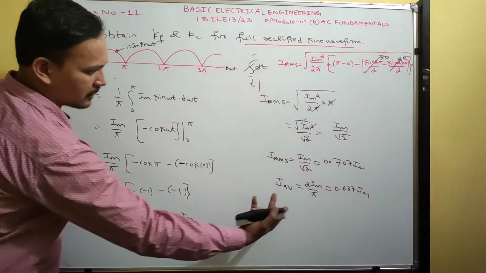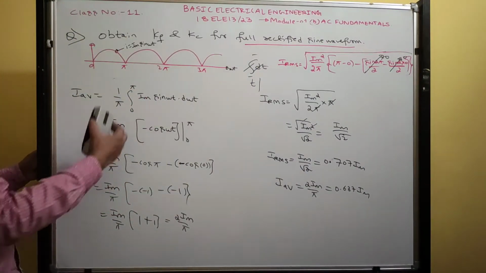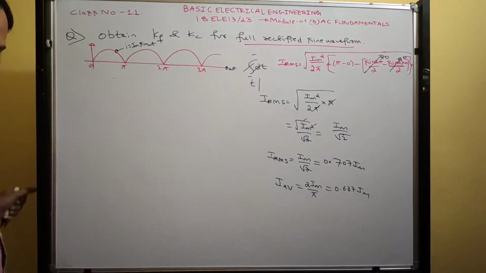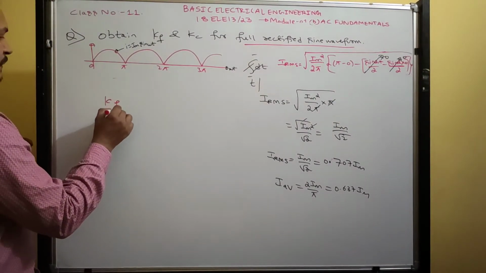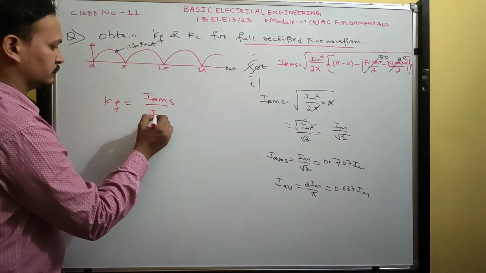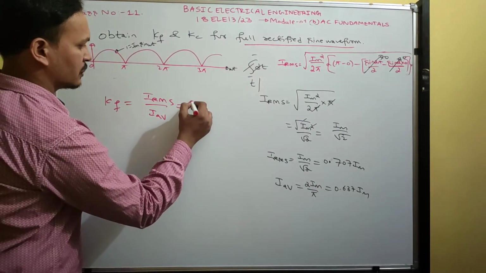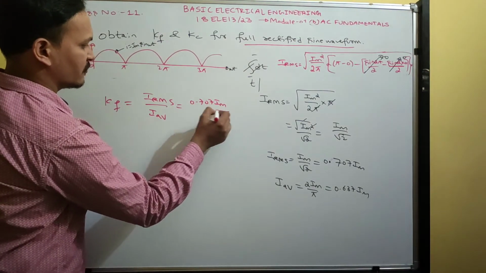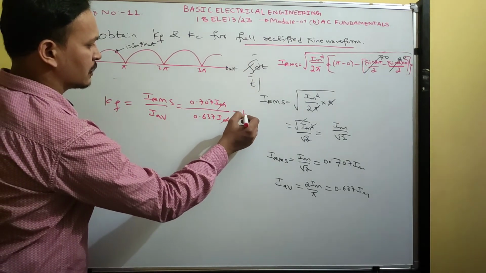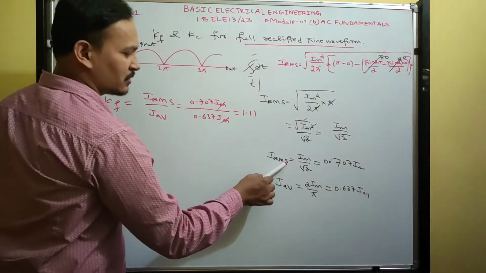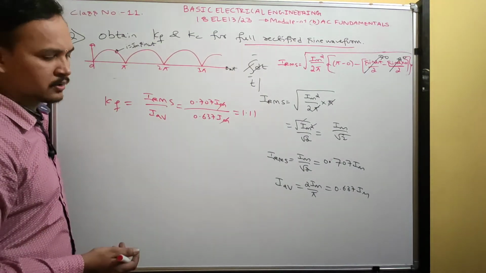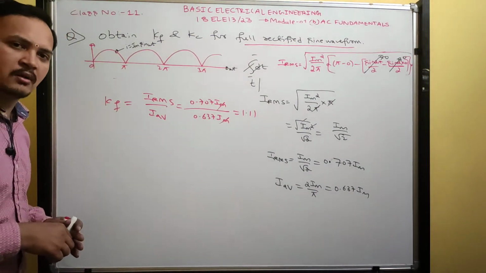See, next step I have written the formula directly here. What they asked for is form factor and crest factor. What is the form factor? RMS by average, so IRMS by I average. What is IRMS? 0.707 Im. What is I average? 0.637 times Im. Im cancels, and you will get 1.11. If both these values are the same as for the pure sinusoidal waveform, obviously you will get the same form factor 1.11.